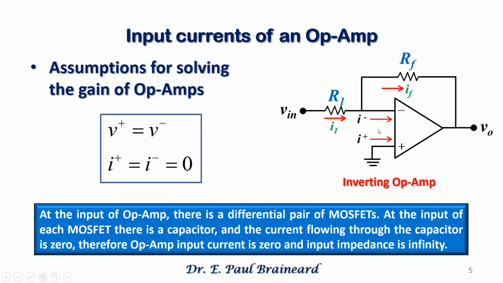These are the two important assumptions we make while solving the problems. The first one is inverting and non-inverting voltages at the input of op-amp are same, and the second one is the currents into op-amp are 0. These assumptions make the analysis of op-amps relatively easy. V plus is equal to V minus and I plus equal to I minus is equal to 0.